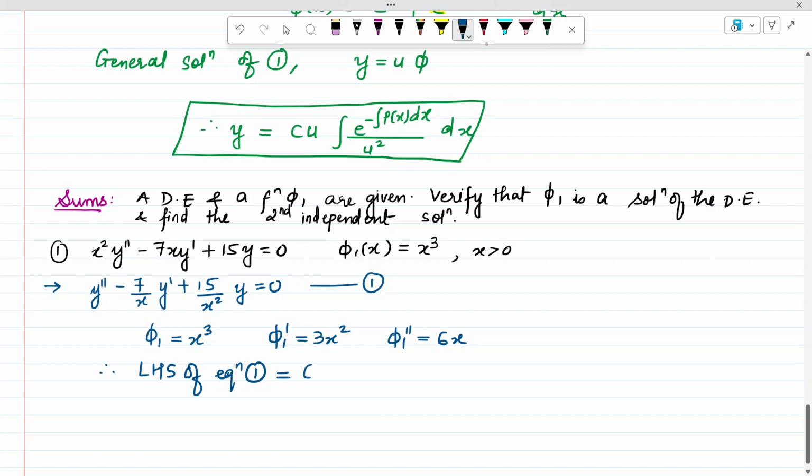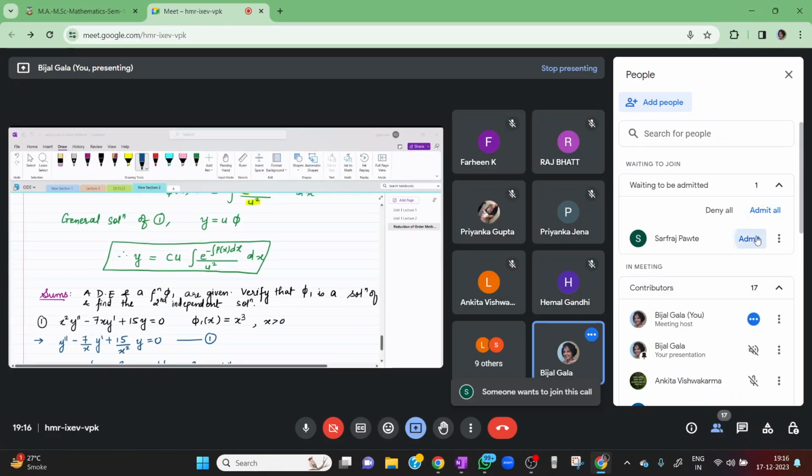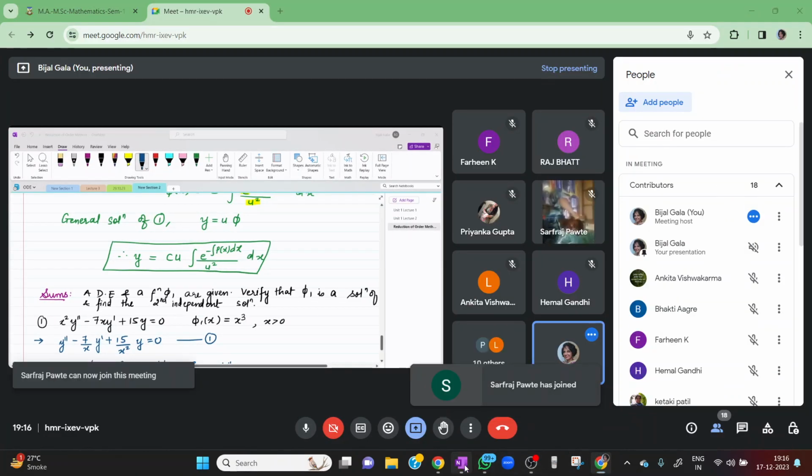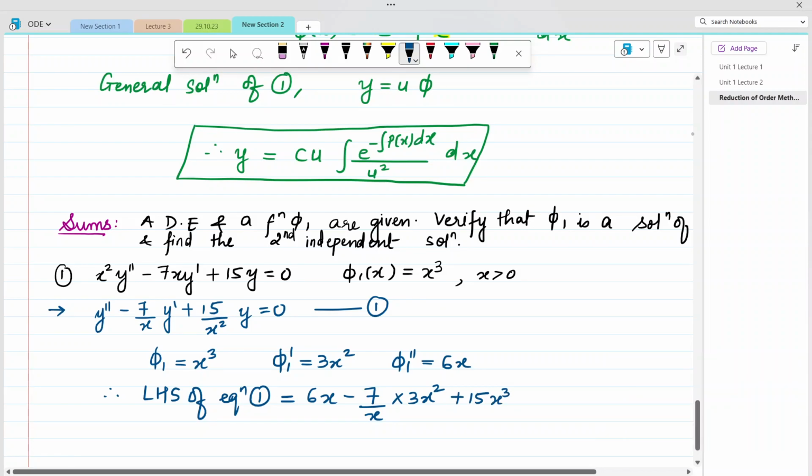Y double dash, meaning phi double dash, is 6x, minus 7 upon x into y dash, which is 3x square, plus 15 times y, which would be x cube. Okay, so let's simplify this. This is going to be 6x, and I think there is a 15 upon x square.